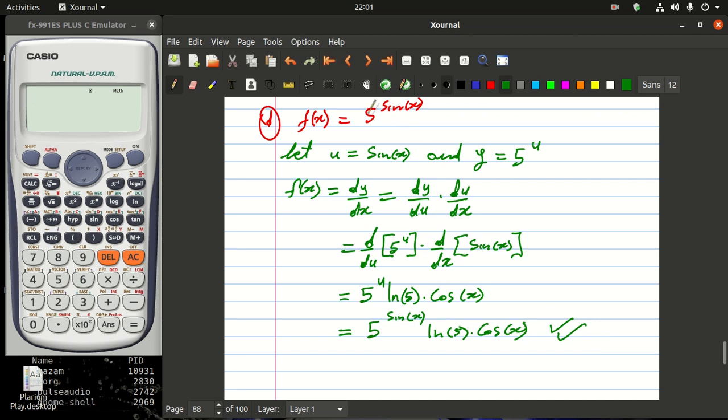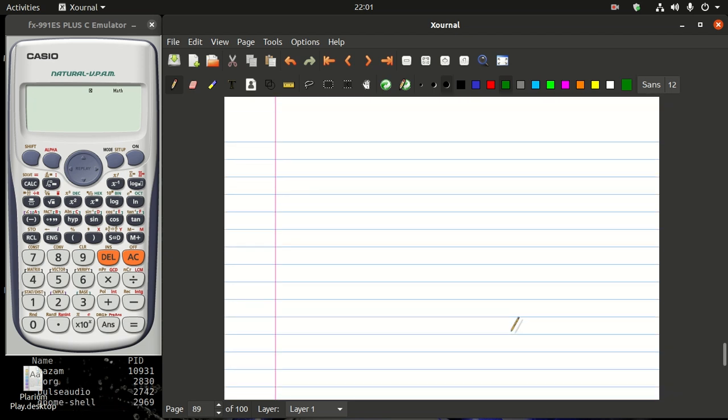Technically speaking, here we're taking the derivative of 5 raised to something, so it's going to be still the same thing, and then we take ln of the constant, and then we take the derivative of that something, which is cosine of x. That's how easy this is.